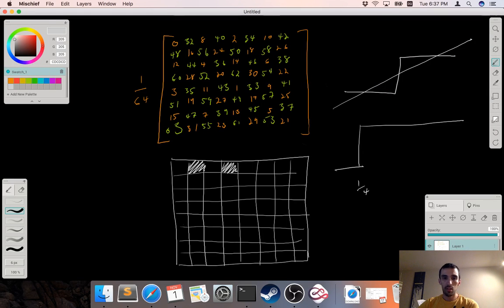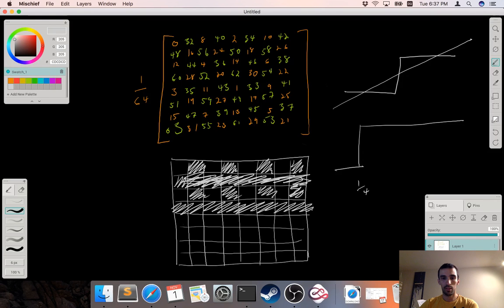So anything, let's see, 16. Anything greater than or equal to 16 will turn white, basically. So this will turn white, this will turn white, this will turn white. Oh, this entire row will turn white. So here's our pattern. This makes a pretty regular pattern, basically. Looks like that. It's a pretty pattern.